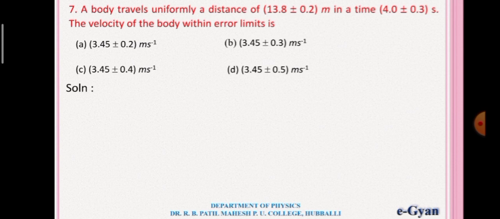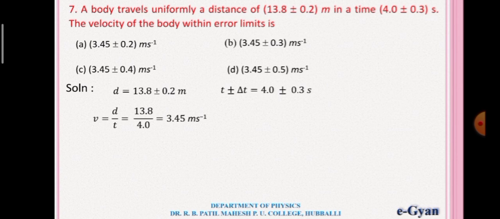Here the distance travelled is given, that is 13.8 plus or minus 0.2 meter, and time taken to travel this distance is 4.0 plus or minus 0.3 seconds. And we know the expression for velocity, that is V equal to D divided by T. Okay, to calculate the magnitude of velocity, we write D divided by T, that is equal to 13.8 divided by 4.0, that is equal to 3.45 meter per second.